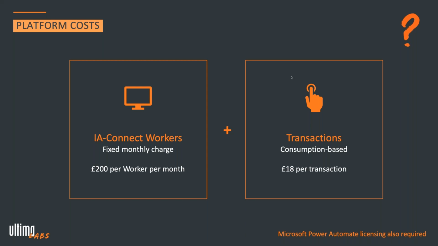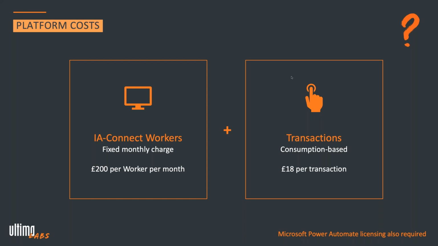Typically, we see 2 workers being enough, and the reason we say 2 is for availability, so that's kind of the minimum. Organizations with a really huge number of joiners, movers, and leavers might need 3 workers or 4 workers, but we haven't seen that yet. 2 is normally sufficient. And then the rest of it is just consumption based.